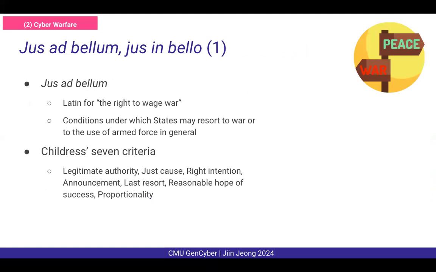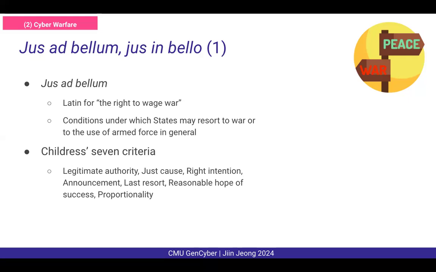So moving on to cyber warfare, I want to point out two concepts, jus ad bellum and jus in bello. So jus ad bellum is the Latin for the right to wage war, and it basically refers to the conditions under which states may resort to war or to the use of armed forces in general. And Childress lays out 7 criteria for considering when states have the right to wage war, and this includes legitimate authority. The war shouldn't be just declared by a normal citizen like me, but it should be declared by, for example, the head of the state.